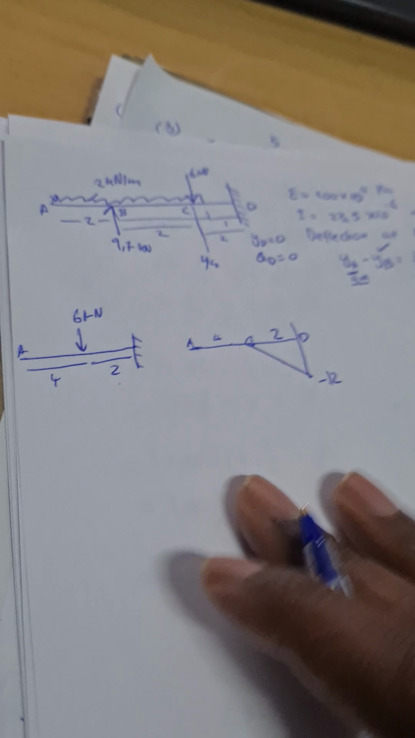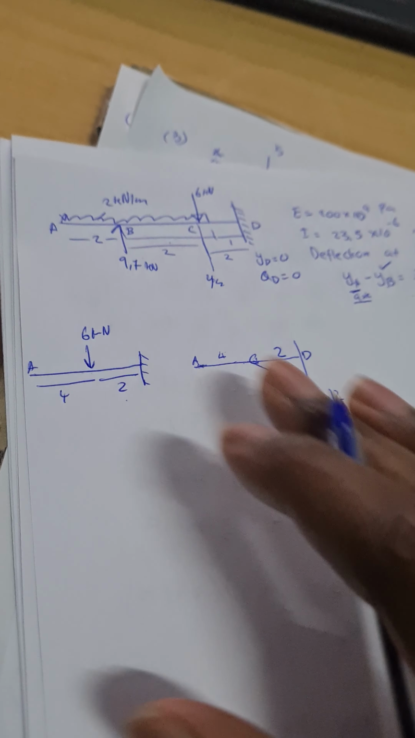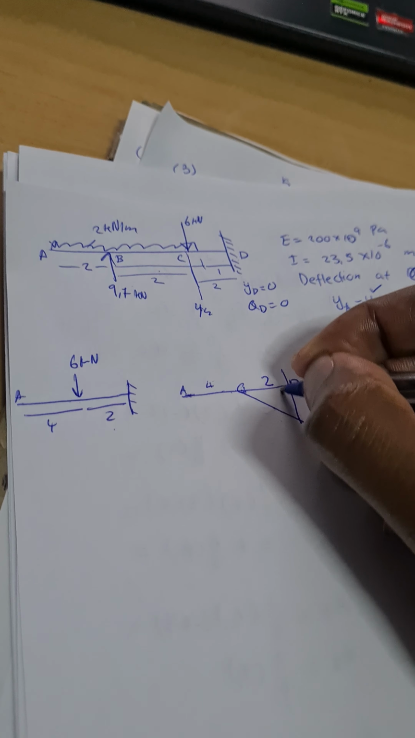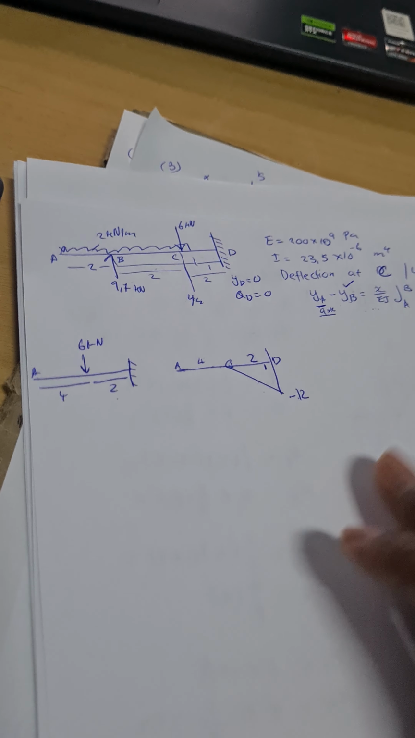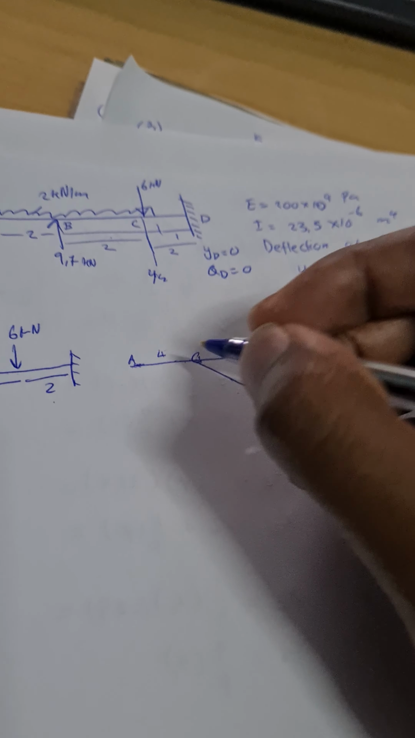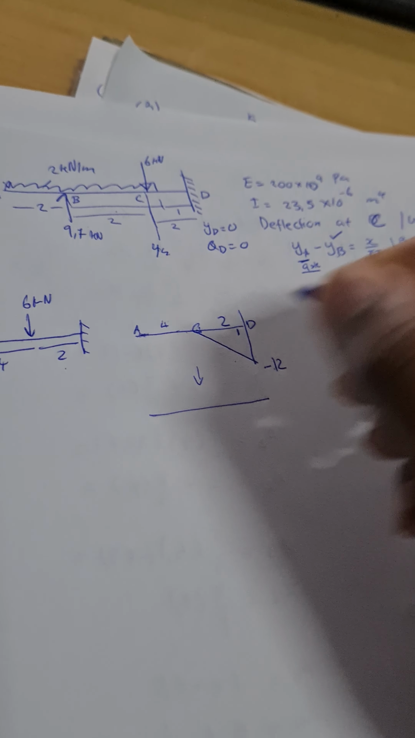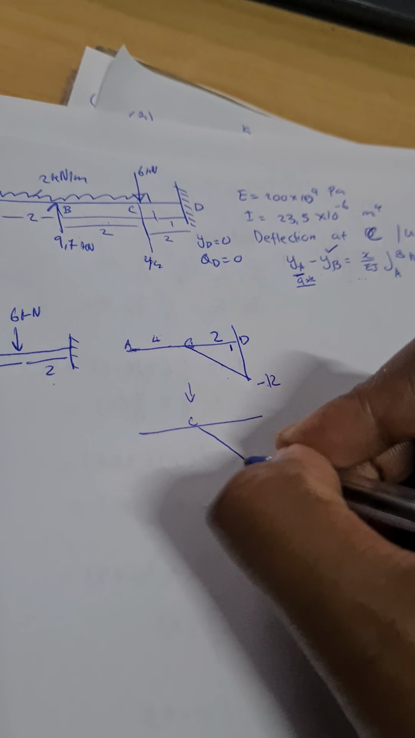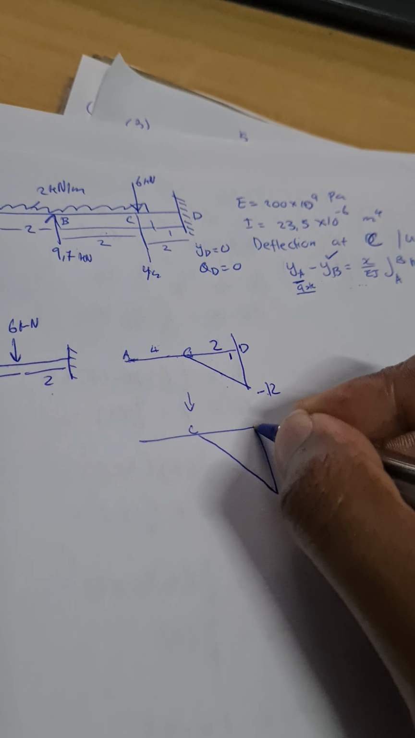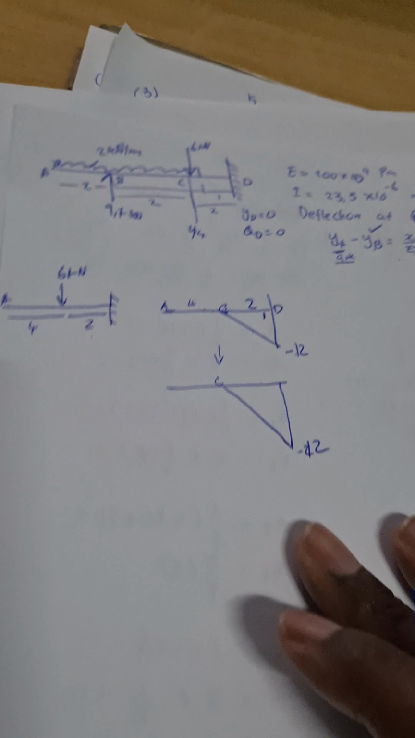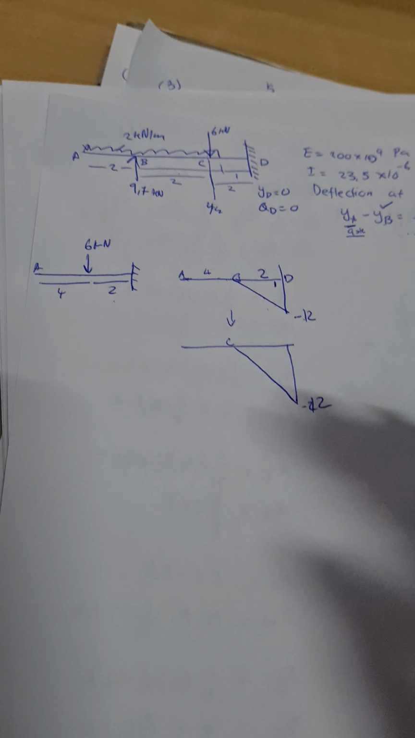Let's continue. Before we continue, let's name this diagram 1. Let me zoom in so that you can see. We have something like this. I want you to zoom in at C. You have something like this, minus 12. I'm zooming in, so we have something like this, right?